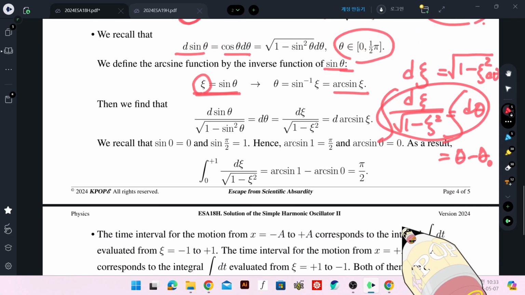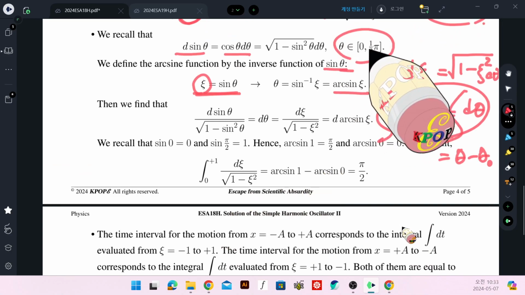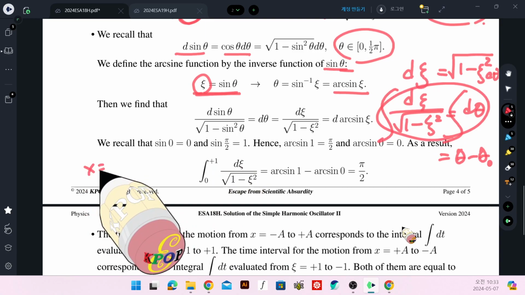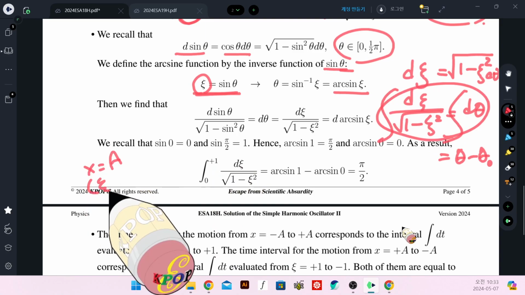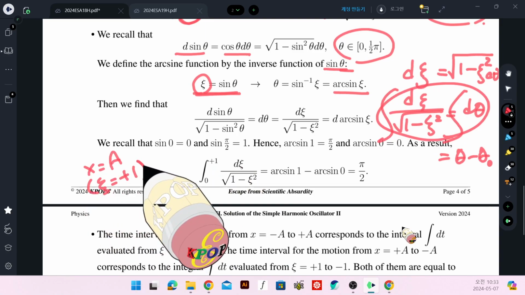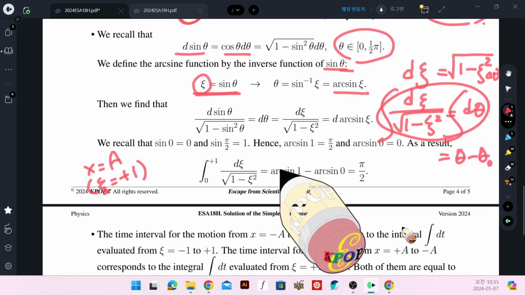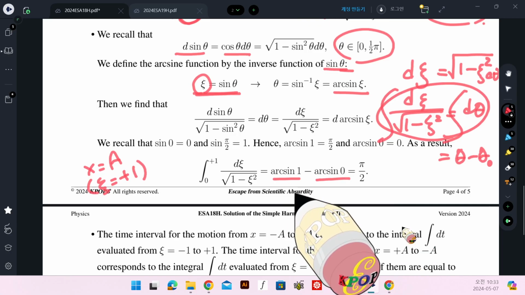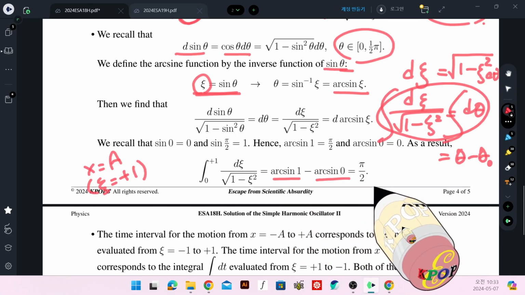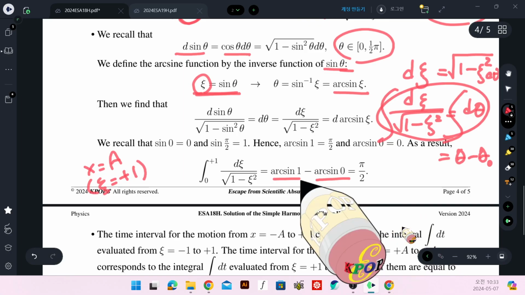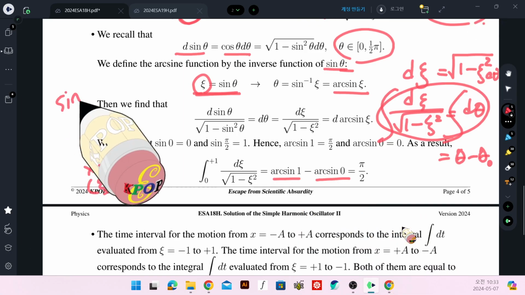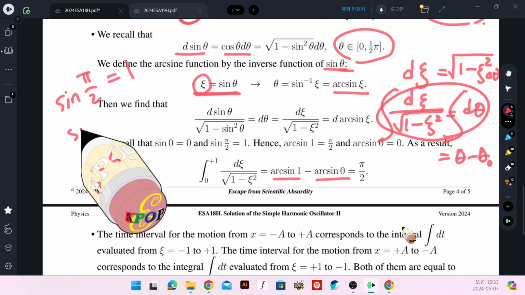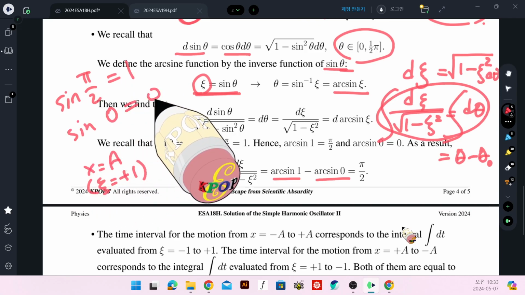For a special value, from the integral from the equilibrium position to the maximum point at x equals a, that means xi equals plus 1. Then arc sine 1 subtracted by arc sine 0 is half a pi. We recall that sine of half a pi equals 1, sine 0 equals 0.